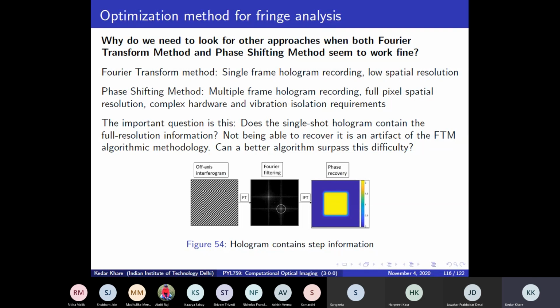If I just look at the data, I know that the information I want is there. But unfortunately, the problem is the algorithm I know to recover this is not able to actually recover that. So the fact that we are unable to recover this information is more of an artifact of the algorithmic methodology. And so if I can think of a better algorithm, maybe I can do better than this recovery, because in this recovery you can clearly see that although the fringes are discontinuous here, the edges are kind of smooth. So I'm unable to recover full resolution by this Fourier transform method.